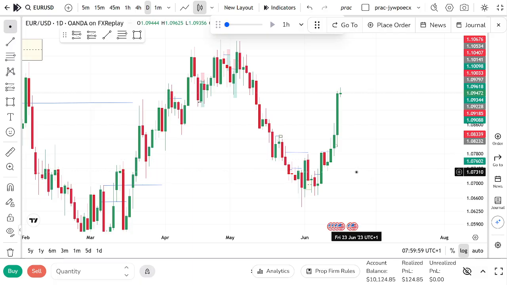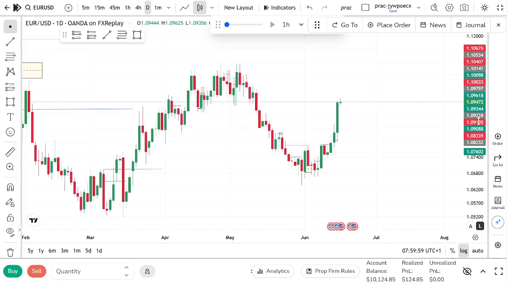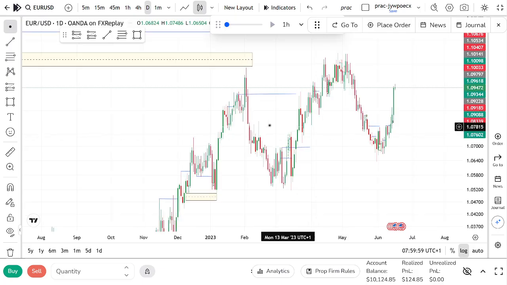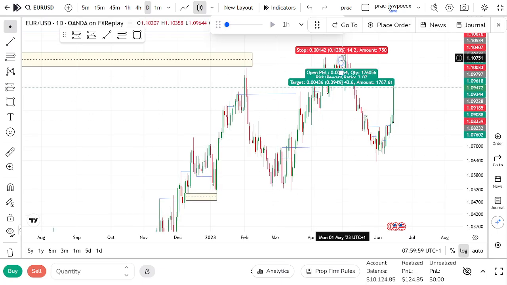So this is Euro USD. I'm backtesting from 2023. So what are we seeing on Euro USD on the daily time frame? We are seeing that price is forming a series of higher highs, higher lows, higher highs, higher lows.